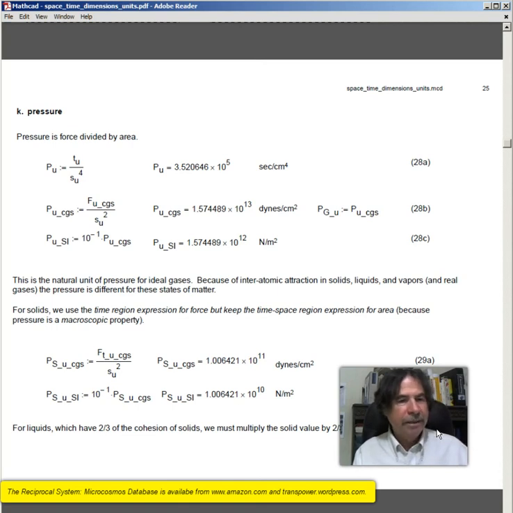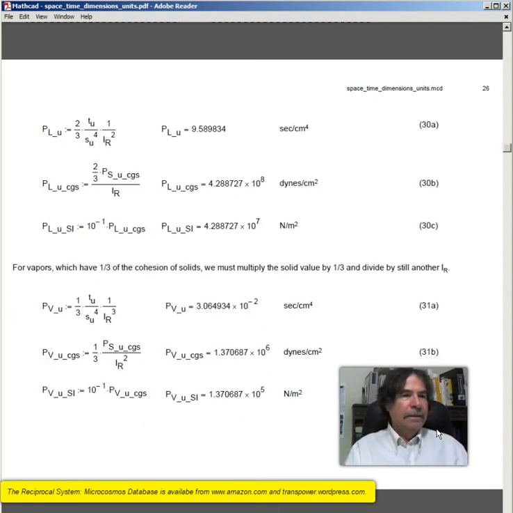So in this case, we have 1.00641 times 10 to the 11th dynes per centimeter squared, or 10 to the 10th newtons per meter squared. For liquids, which have 2/3 of the cohesion of solids, we must multiply the solid value by 2/3 and divide by another interregional ratio. So here we have, for liquids, 9.589834 seconds per centimeter to the 4th power, which translates to 4.288727 times 10 to the 8th dynes per centimeter squared, or 10 to the 7th newtons per meter squared.